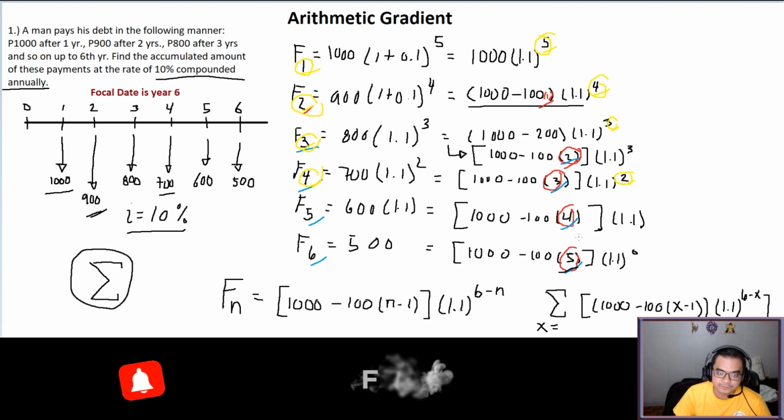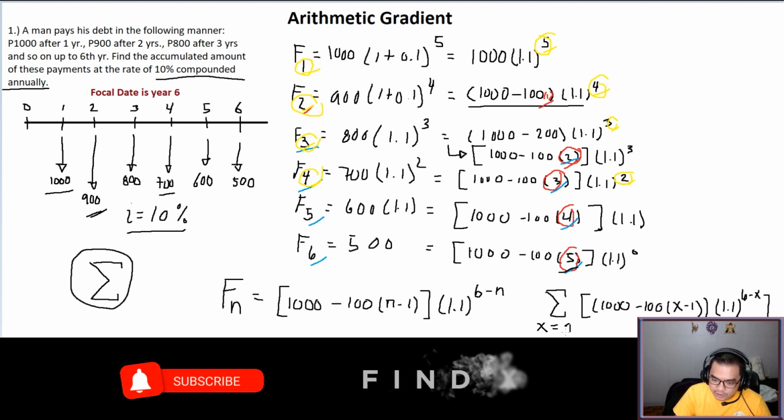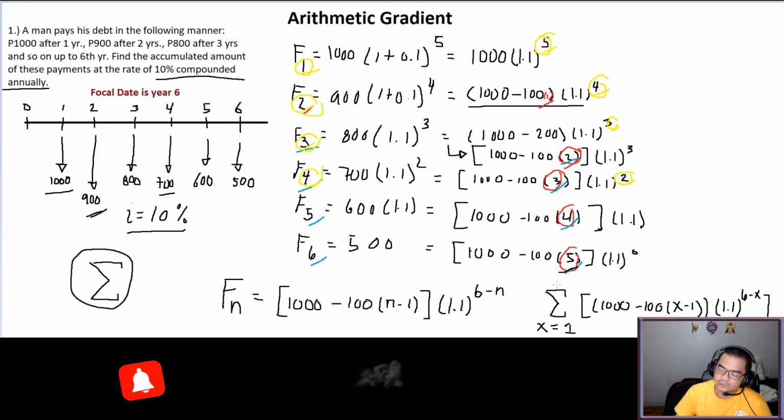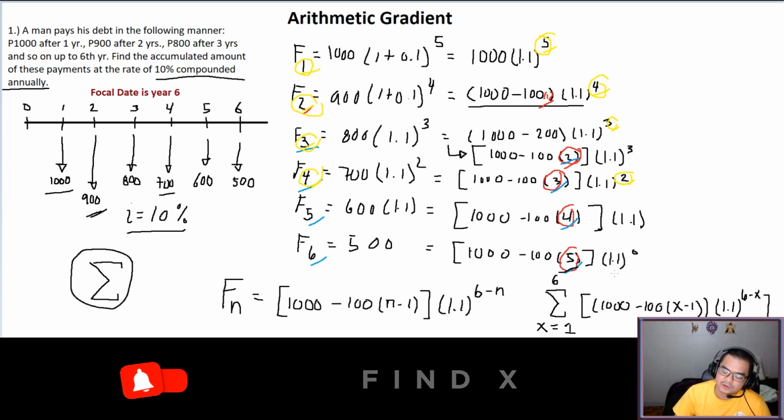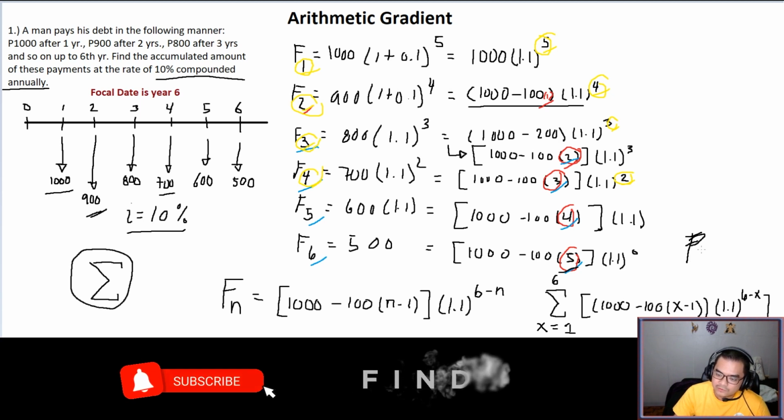At 1. So we have to put it here 1, and then the top value, or the value on the top of the summation symbol, is the final value that you want. So at that value it will stop. So that is 6. So this is 6. Now if you will enter this in your calculator, we will also get the value of 6,000.